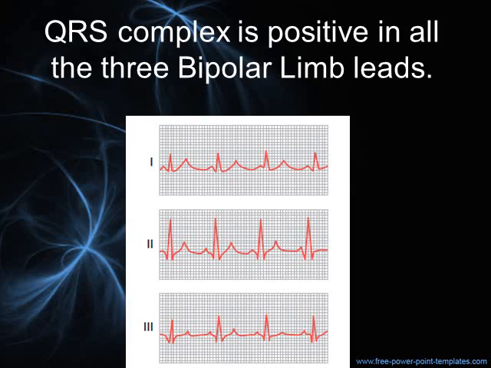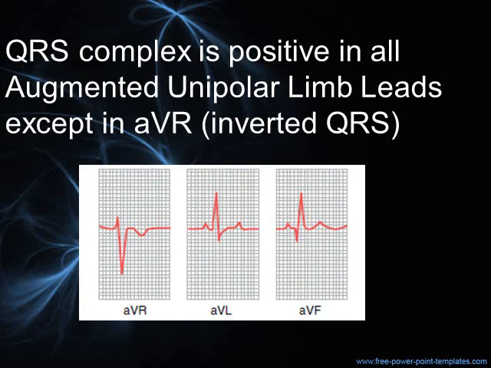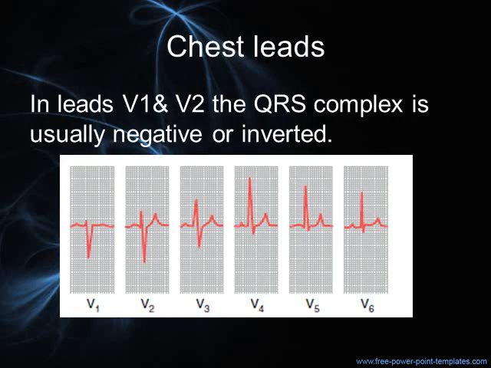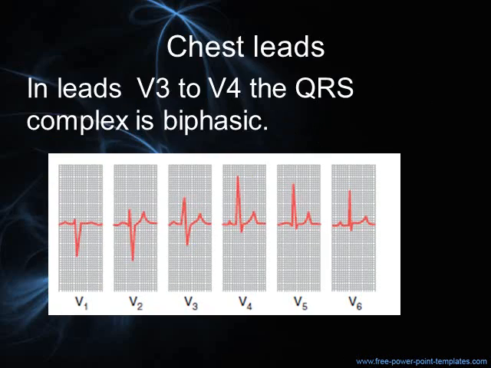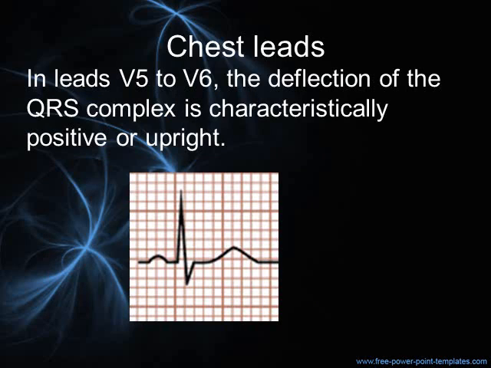QRS morphology. The QRS complex is positive in all three bipolar limb leads: lead 1, lead 2 and lead 3. And the QRS complex is positive in all augmented unipolar limb leads except in AVR, which has an inverted QRS complex. In chest leads V1 and V2, the QRS complex is usually negative. In leads V3 to V4, the QRS complex is biphasic; it will have both positive and negative components. And in leads V5 to V6, the deflection of the QRS complex is positive.